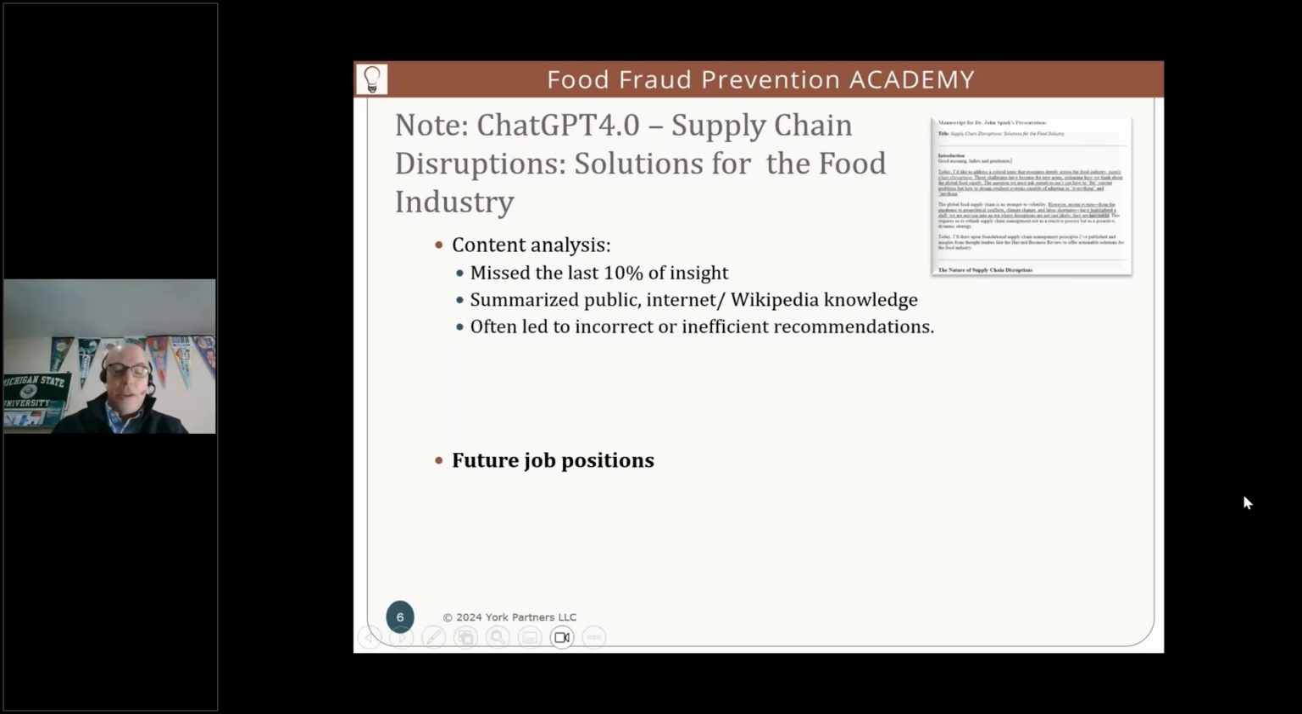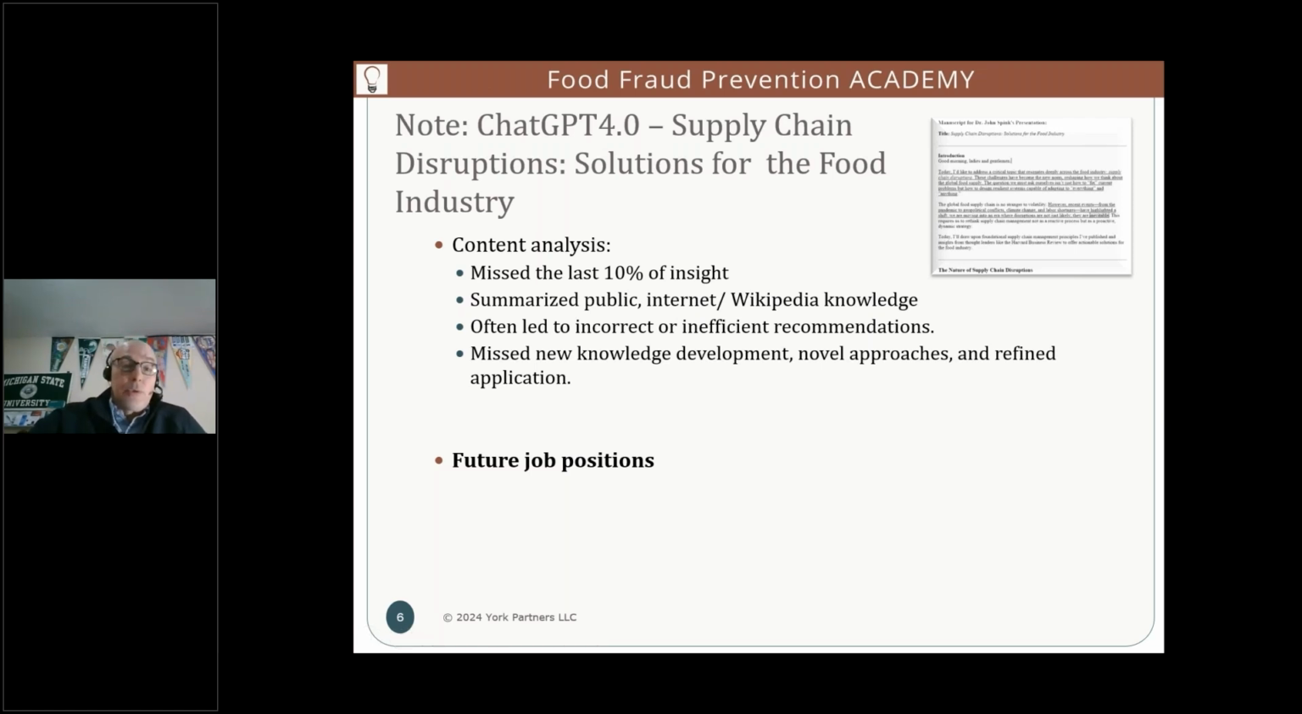It often led to incorrect or inefficient recommendations, and the key is that it didn't hit things dead on. It missed new knowledge development, novel approaches, and refined application. AI cannot create new knowledge. It cannot create that innovation because it's based on the past. Now you can direct it to work with you. This is something we found with our students when we're working with them in case study projects, that they had to then themselves think about the new direction. Now you can ask AI questions, but you're then directing it into those new fields.